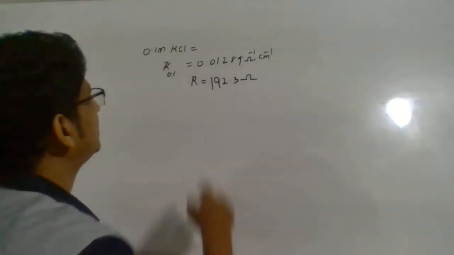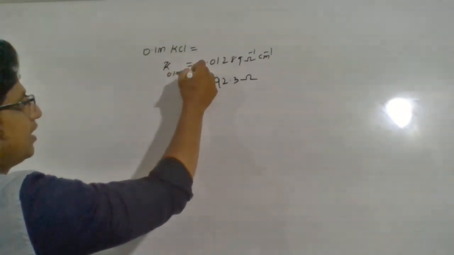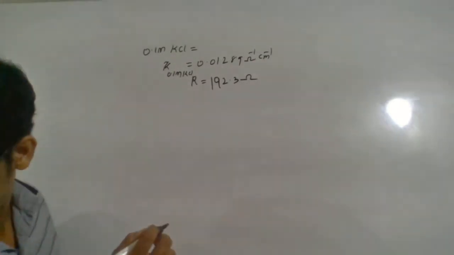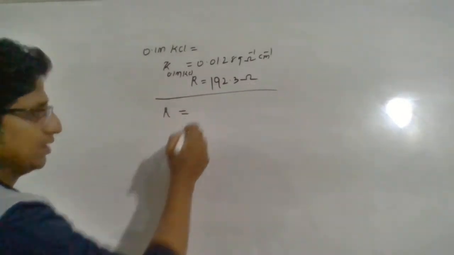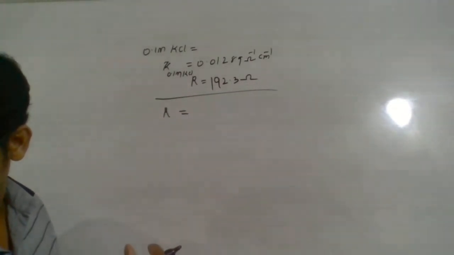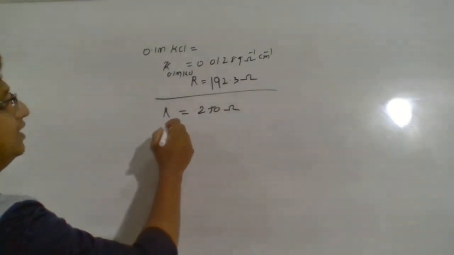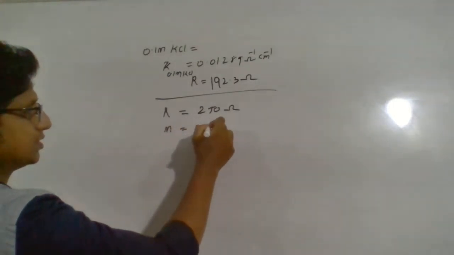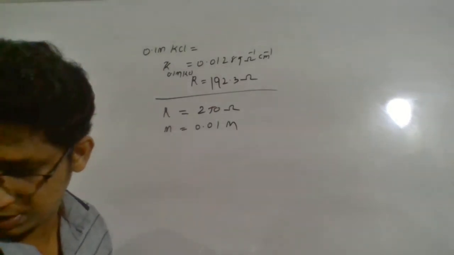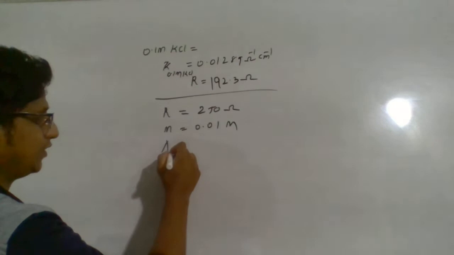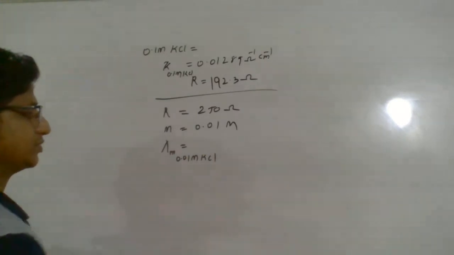So now here the data is given. This is for 0.1 molar KCl. Now another data is given. This time, what's given? Resistance of another electrolyte, let it be X. The resistance is 250 ohm, that is given. Concentration is given, that is 0.01 molar. And you have to find the molar conductivity of the 0.01 molar solution. That's our question.